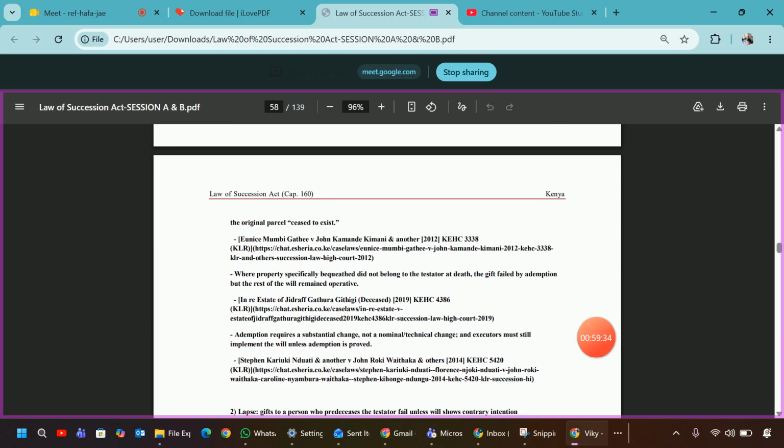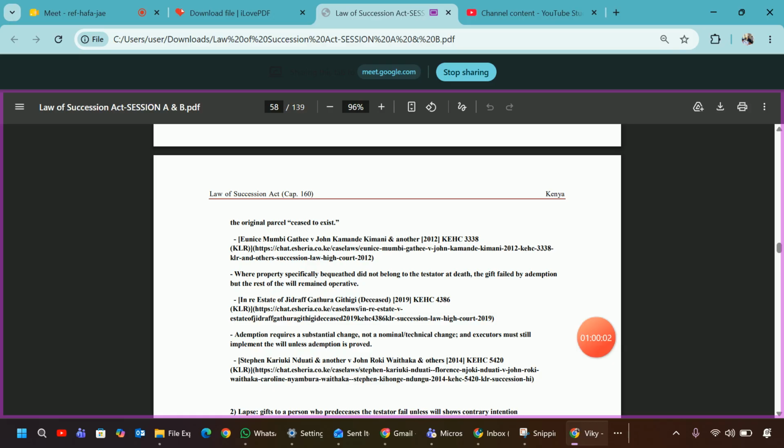Then you have another situation, Jidraf Gadhura Githinji, 2019, where property specifically bequeathed did not belong to the testator at death, the gift failed by ademption, but the rest of the will remained operative. Okay, so another situation is where you have a property that is not belonging to the testator at the time of death. That gift will fail by ademption.